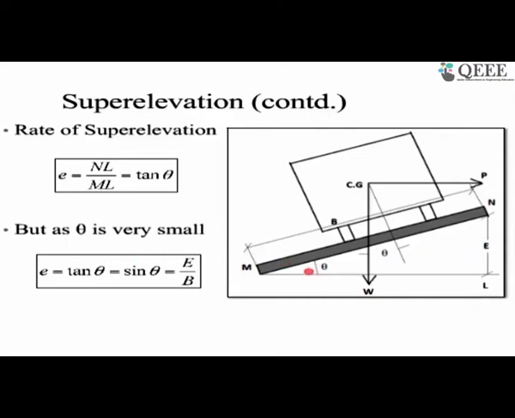Now, theta is going to be very small. If theta is very small, tan theta is almost equal to sin theta. And if we say it is equal to sin theta, then we can say it is the elevation we are providing, E, divided by the width of the pavement, B. So this is the width of the pavement, and the rate becomes E by B. Now you know the width of the pavement, and based on that, you can calculate how much you need to raise.